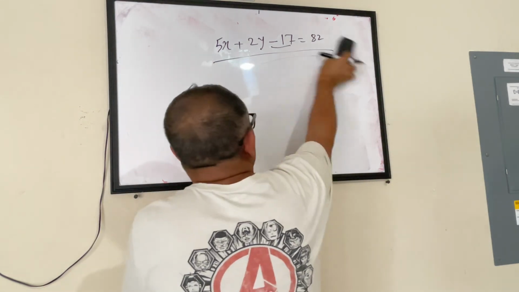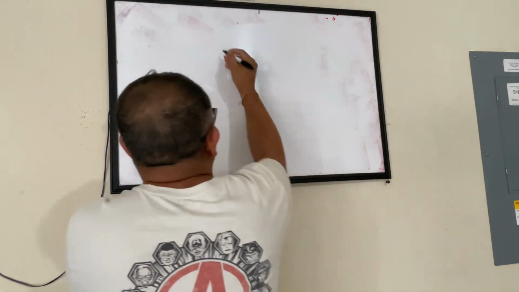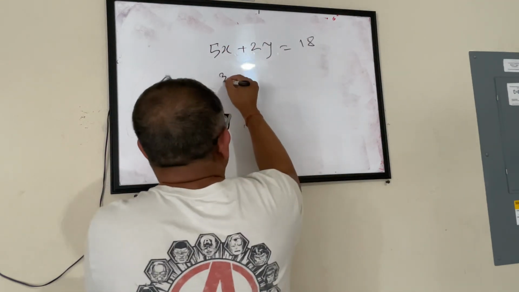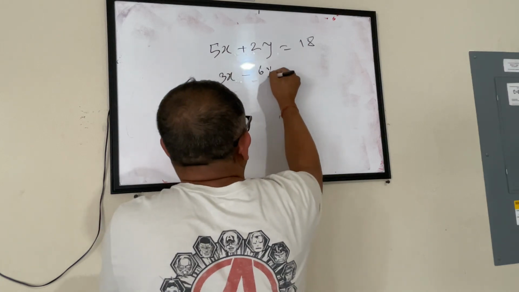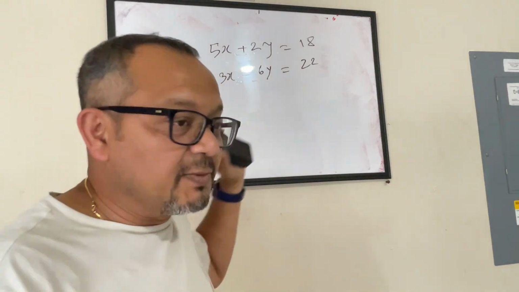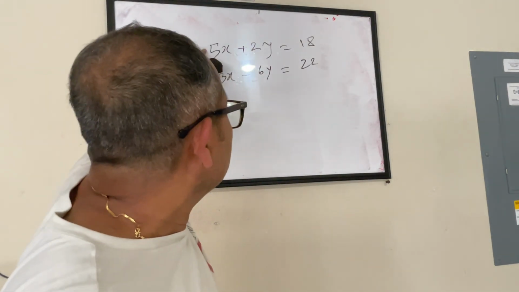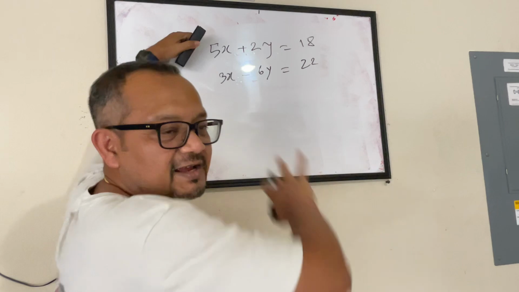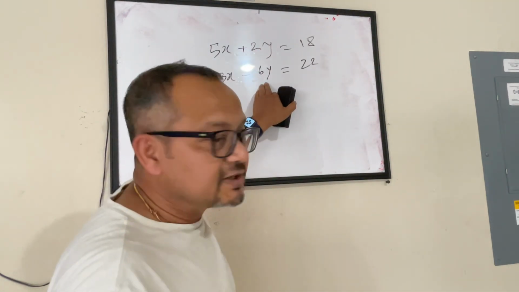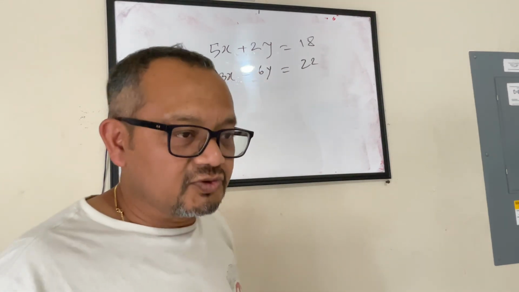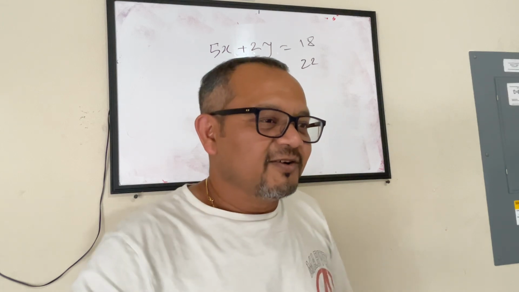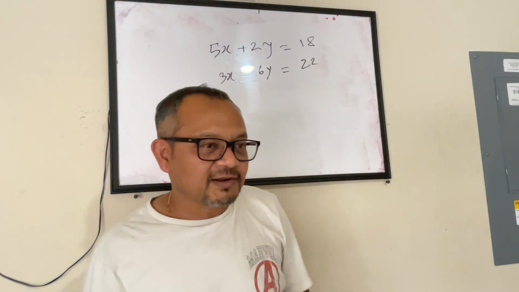Anybody remembers? Let's say I have the same equations, 5x plus 2y equals 18 and 3x minus 6y equals 22. One approach we found was that we picked up one equation, isolated x, got the value in terms of y, and substituted that value in the second equation. This is one lengthy approach. There is a shortcut also. Does anybody remember what is the shortcut approach or the second approach?